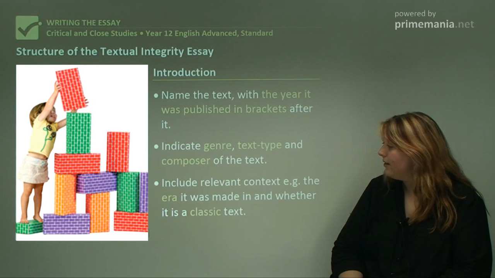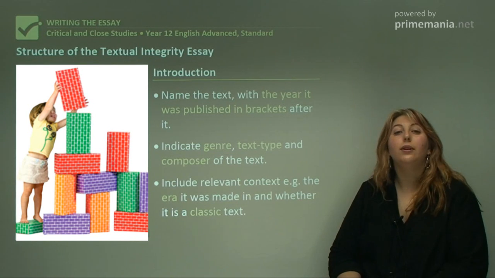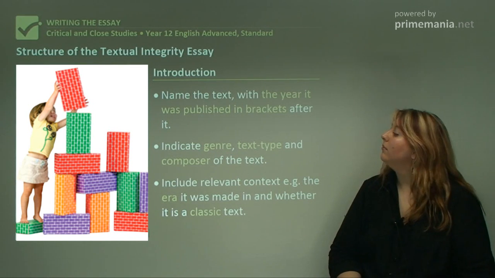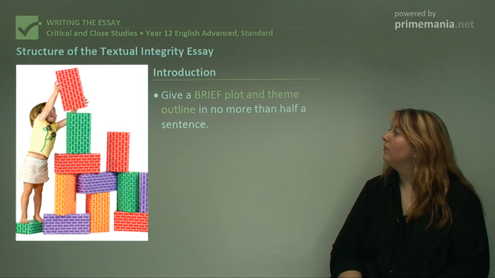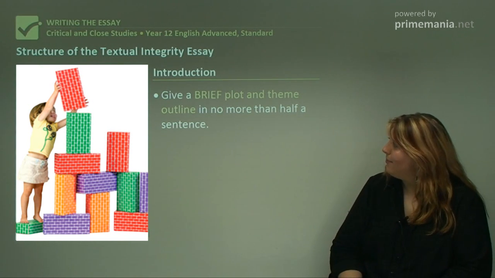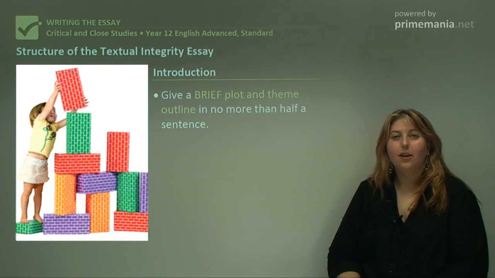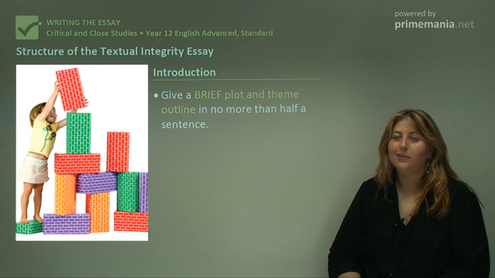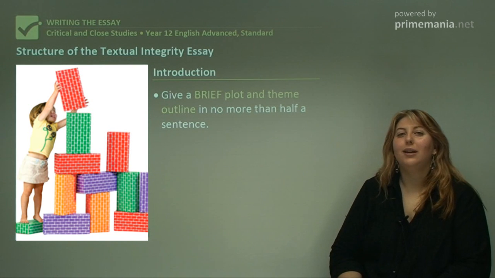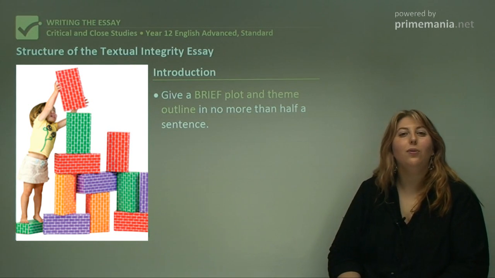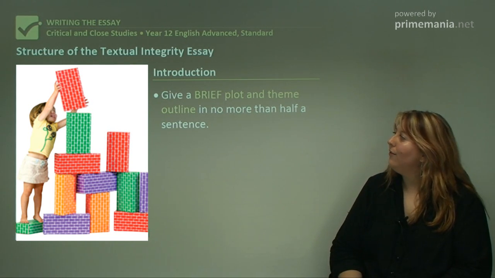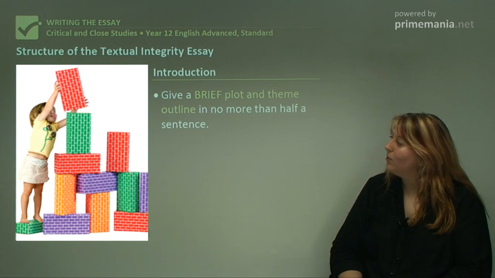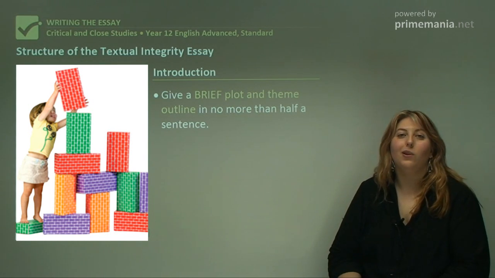Include relevant context, so the era it was made in and whether or not it's considered a classic text. Give a brief plot and theme outline in no more than half a sentence. So particularly with this module, you get used to finding what are the buzzword keywords. So particular phrases like Jacobean, Renaissance, revenge, tragedy, all those sorts of things. And you can usually give a pretty good idea and outline of what you're talking about with just a handful of keywords.